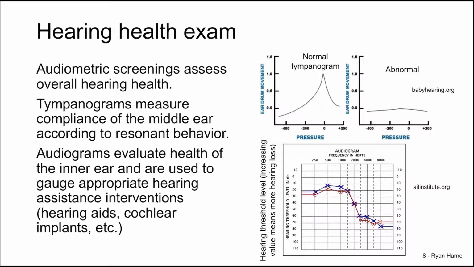So this may be someone, for instance, who is more elderly and has presbycusis affecting hearing, or it may also be someone who's experienced noise-induced hearing loss, whether due to acoustic trauma, head trauma, or just loud noise exposures. These audiograms and tympanograms help identify appropriate hearing assistance interventions, such as hearing aids, cochlear implants, and so on.